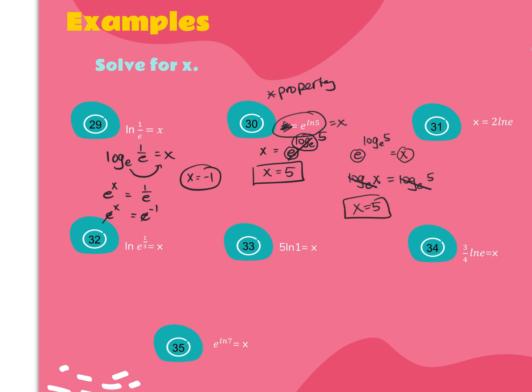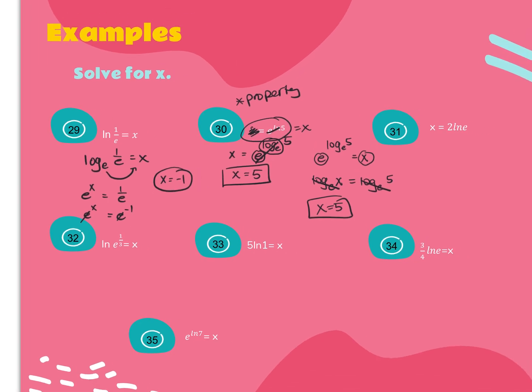Now, I don't think you want to do it the long way every time. It's good to see it so you can prove it to yourself. But again, you just know that e and log e, or natural log, cancel, leaving you with just 5.